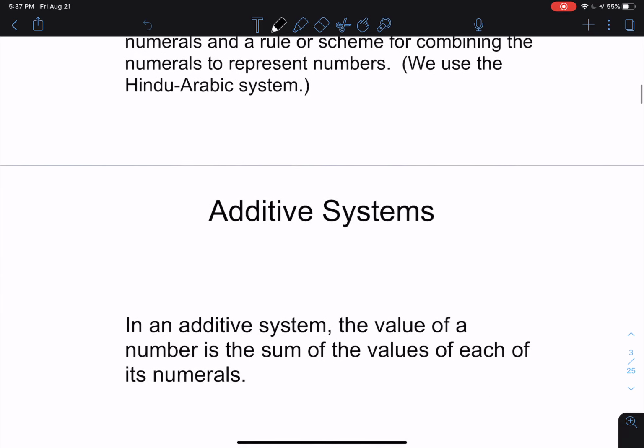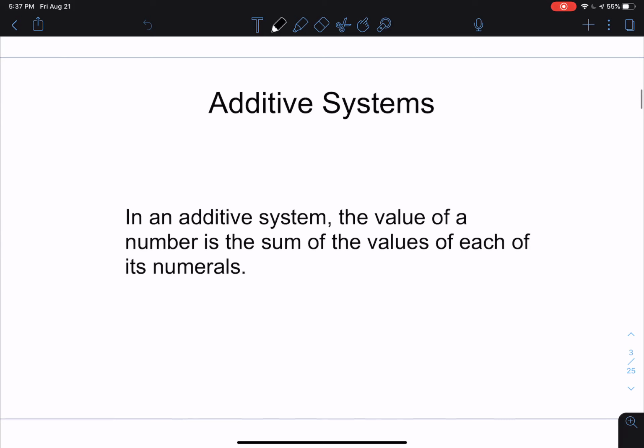All right, so the first kind we're going to look at are called additive systems. The name is exactly what it sounds like. In an additive system, you add. And it's a broad or general term. In some of the additive systems, you also do some subtraction, but hey, it's kind of a broad way of describing these. But you're going to take your numerals and find some kind of sum, even if it's a sum with negatives.